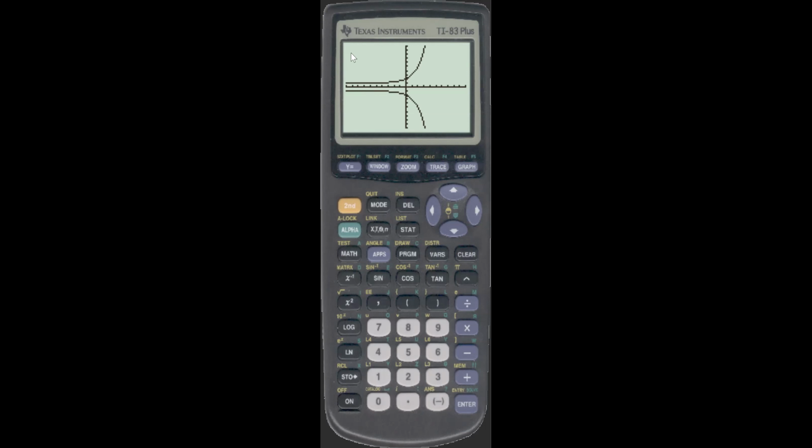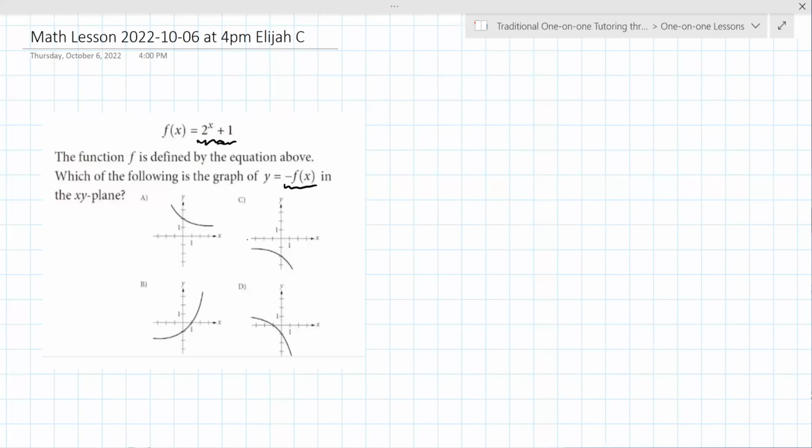Okay, now if we go back to the problem, which is the correct answer? It would be D. Are you sure? How sure are you? I'm more confident with C. Yeah, C is the correct answer.